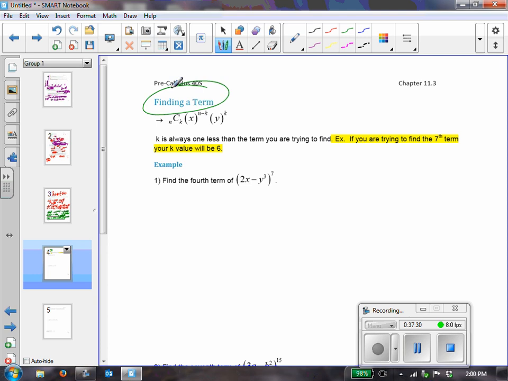So I know that, what's my n? My n is my exponent. So I know that n is 7. And I know that k is finding the 4th term. So it's 4. No, 3. 1 less, because we start counting with 0. 0, 1, 2, 3. How many fingers am I holding up? So I'm looking for the 4th term. So k is 3.